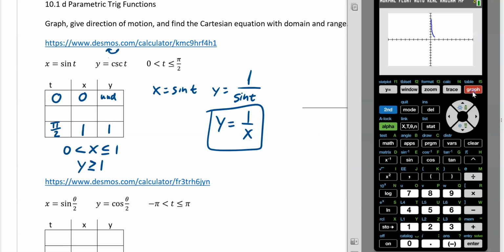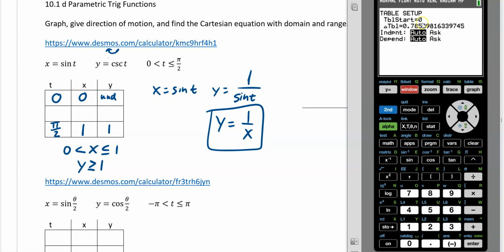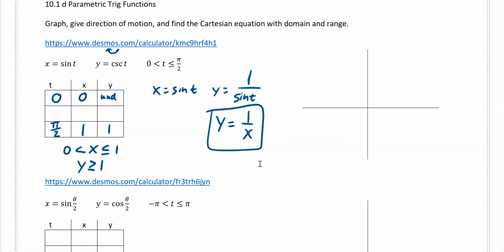And then you can also look at it with your table. You can see that at 0, we have our error, right? And so that's where our infinity is, but then we go to 1 and 1 at our pi over 2. And all I've done is taken my table set, I started at 0, and I put in pi over 4. It's a nice one. You could do pi over 8, anything that is that divisible. Okay, so then we get our graph. It looks like that. We get 1, 1. That's our y value, 1, 1.